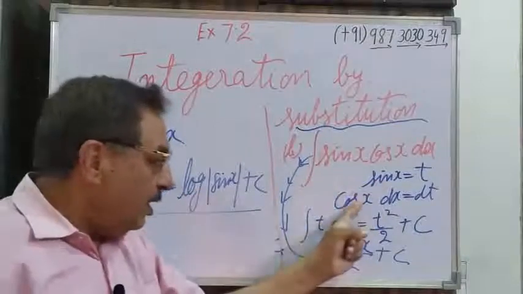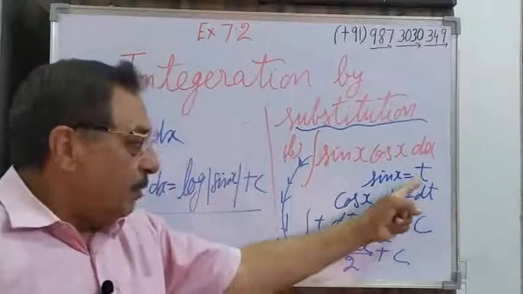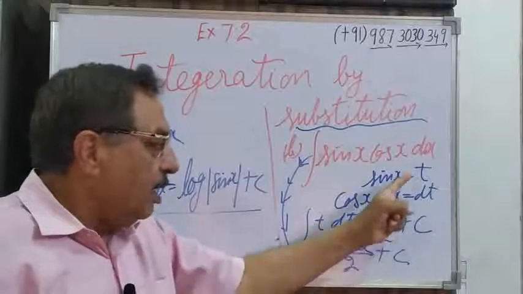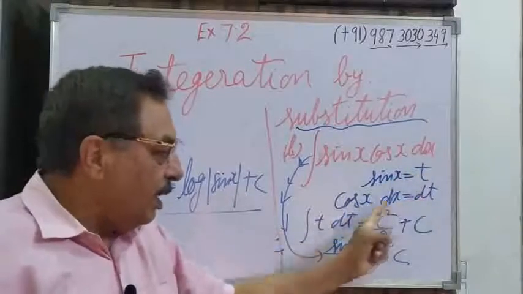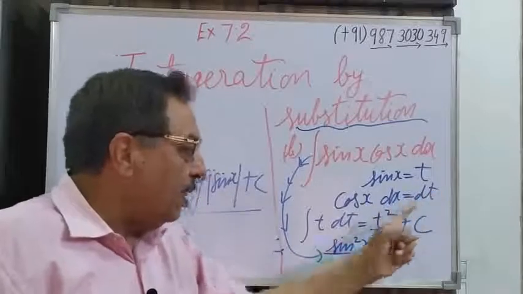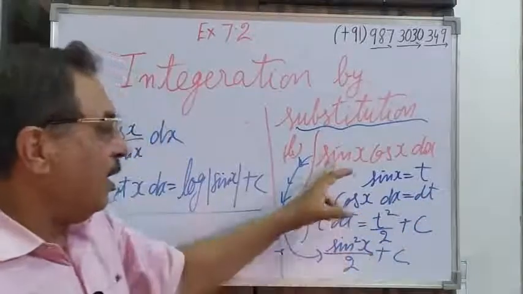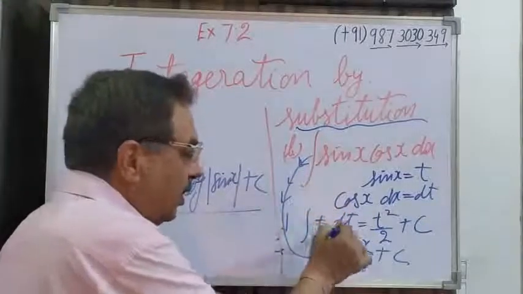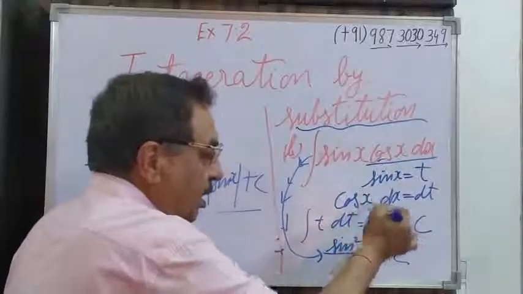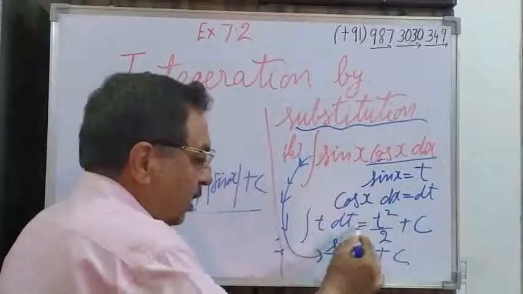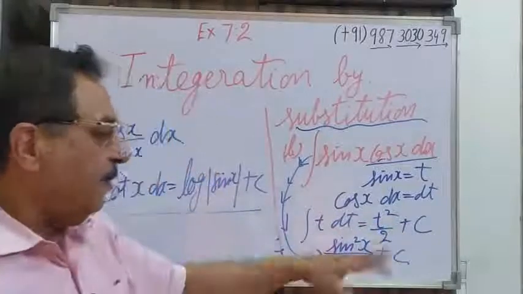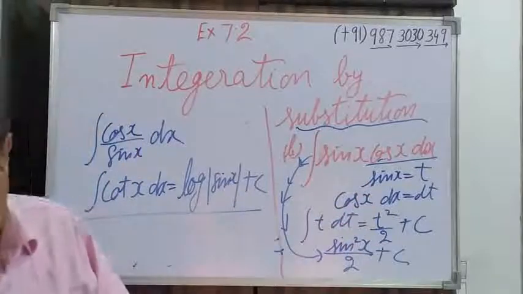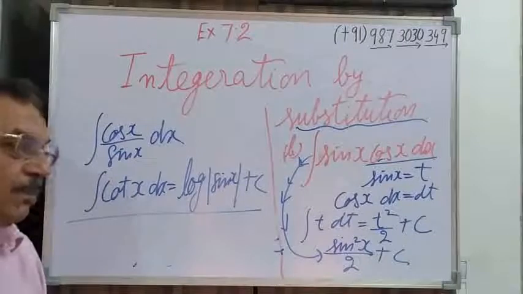Then its derivative with respect to the new substituted function, that is, t, gives cos x dx upon dt, and the derivative of t with respect to t is 1. This dx on this side is taken to the other side, so ultimately cos x dx is dt. So the question becomes the integration of t with respect to dt, that is the integration of t dt, which is equal to t square upon 2 plus c, or with t replaced back, sin square x by 2 plus c. So in this way we are able to do the integration by the substitution method.